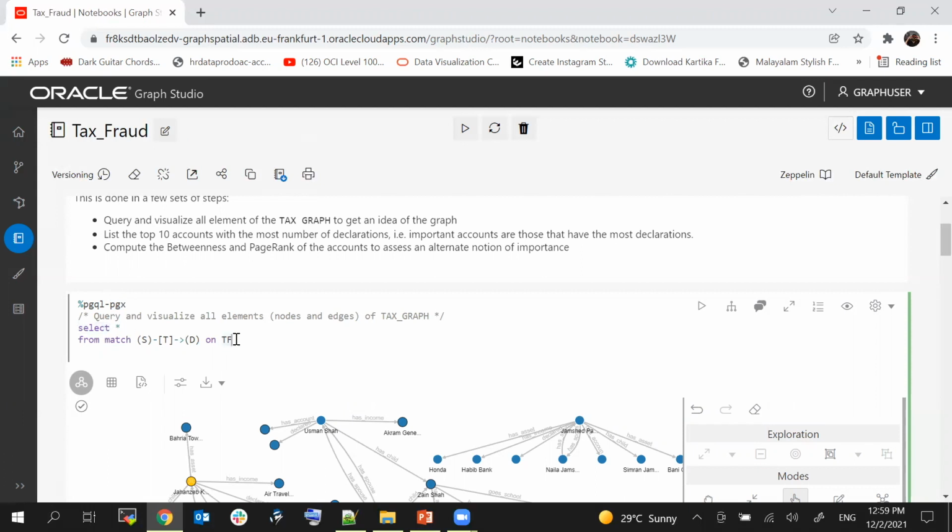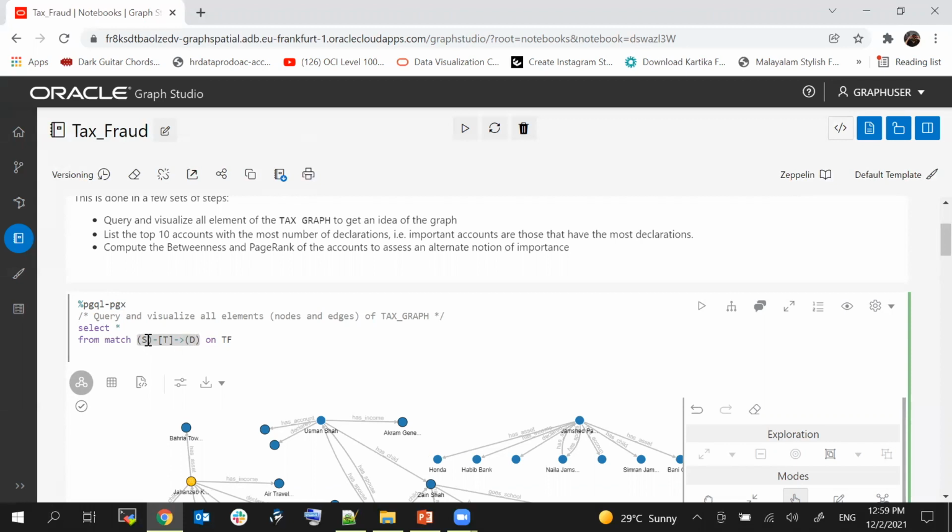Just like how we have a select star from table in a normal Oracle SQL, we have a select star for the PGQL as well. So this says select everything from my graph by the name TF, wherein I want to look into all the information where it matches the pattern, which is this.